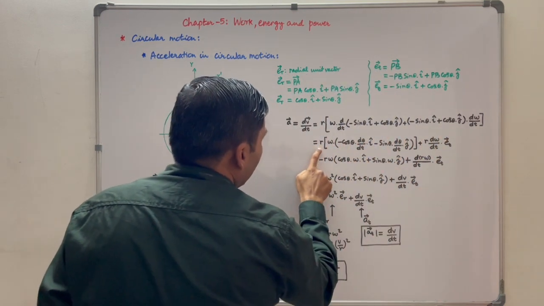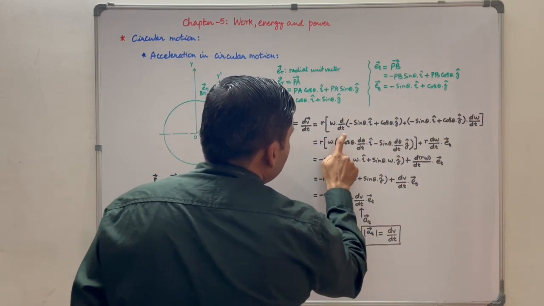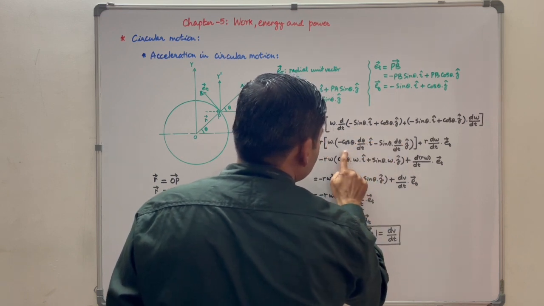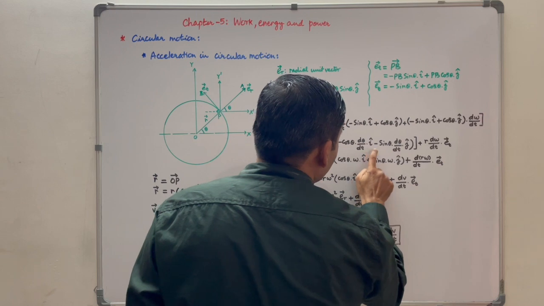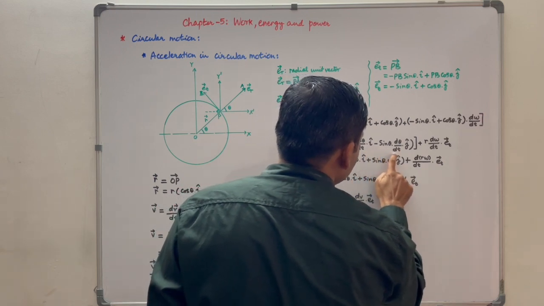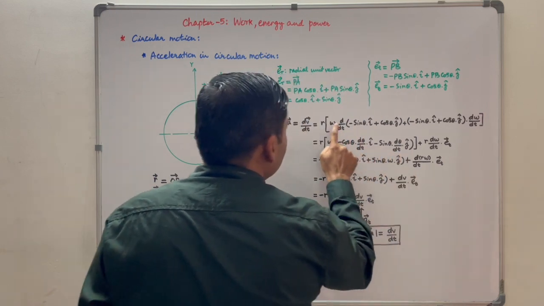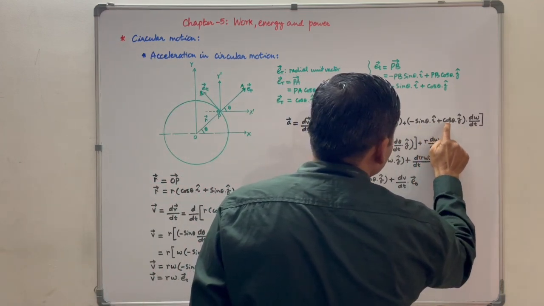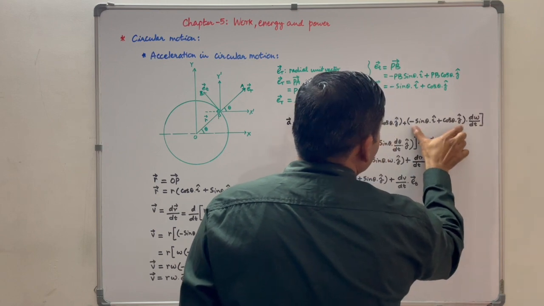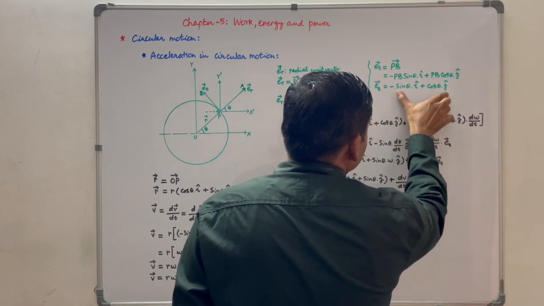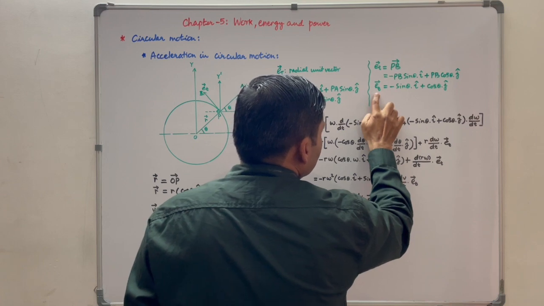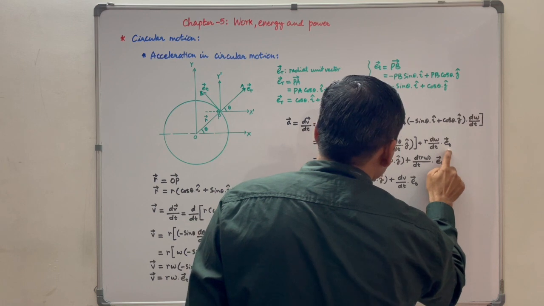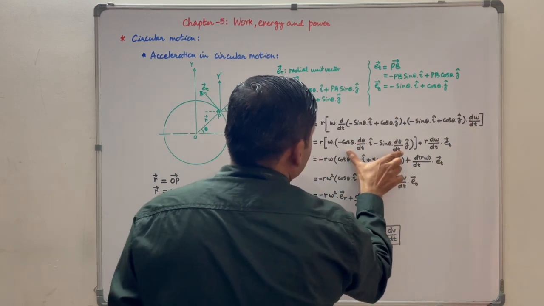First term will be r into omega into d by dt of minus sine theta i plus cos theta j, which will give minus cos theta d theta by dt i minus sine theta d theta by dt j. Second term will be r into d omega by dt into minus sine theta i plus cos theta j. In place of minus sine theta i plus cos theta j, we can write vector et. So second term will be r into d omega by dt into vector et. We will simplify the first term now.